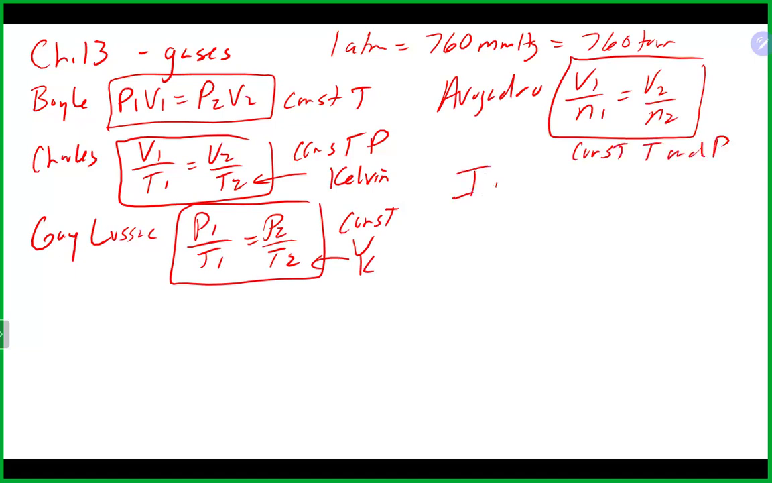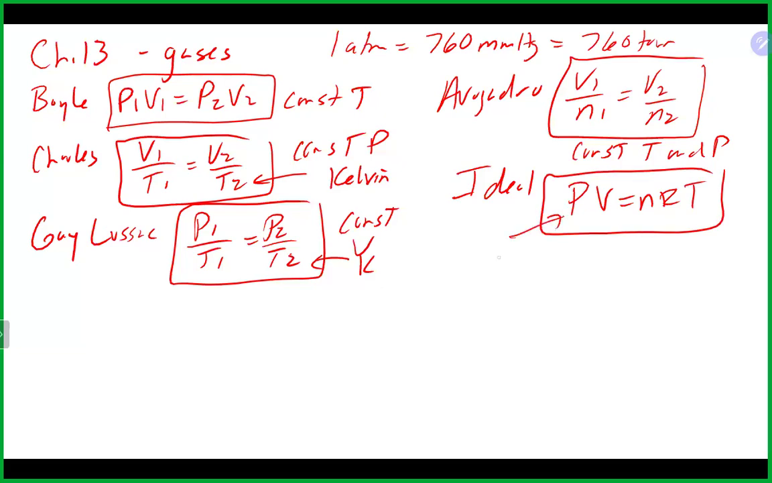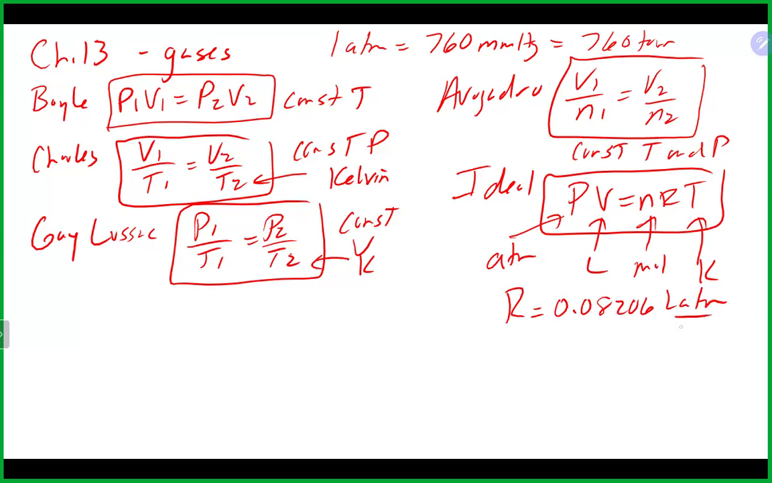We had the granddaddy of them all, which is the ideal gas law, which is PV equals nRT. That is the most restrictive. It's got to be atmospheres. It's got to be liters. It's got to be moles. It's got to be Kelvin. And that's because R is a constant that you always have, which is 0.08206 liters atmosphere per Kelvin mole.